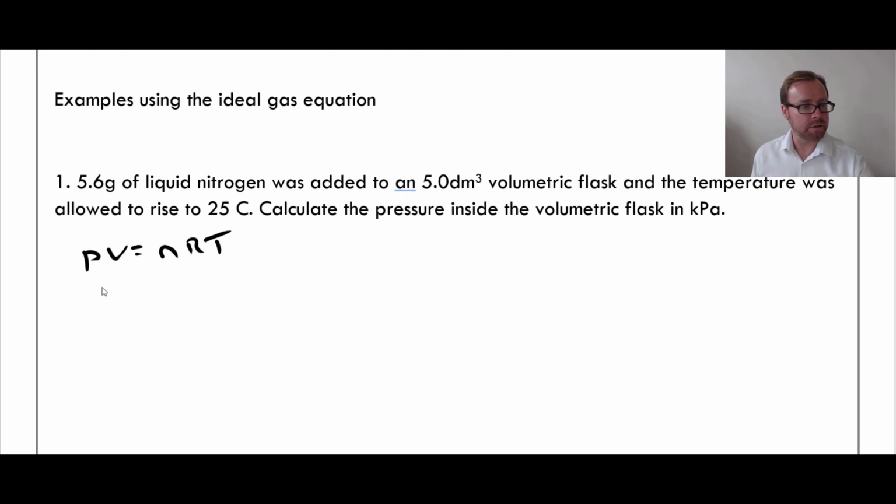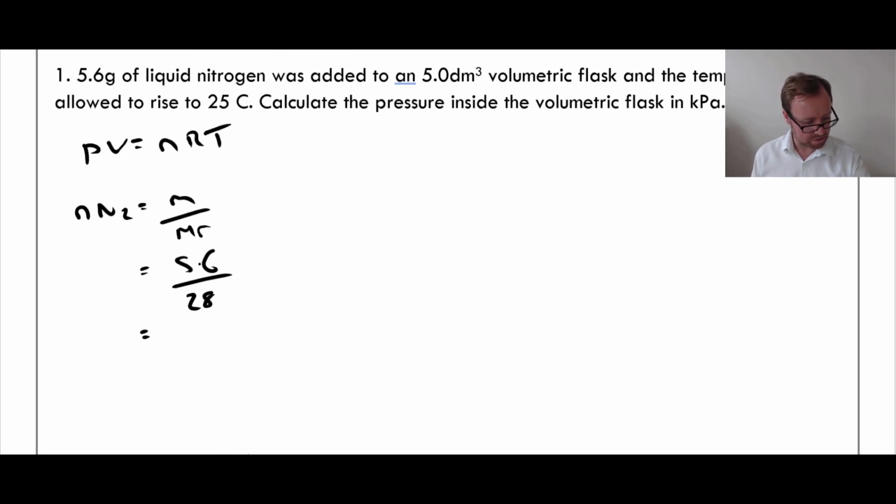Okay, so first of all I need to work out my number of moles of N2. So my number of moles of N2 is 5.6 divided by, it's N2, so 14 plus 14, times 2, is 28. Gives me my number of moles, which is 0.2 moles. Okay, so I can start to calculate the pressure. Oh no, I can't, not yet, because first I need to convert my temperature into Kelvin.